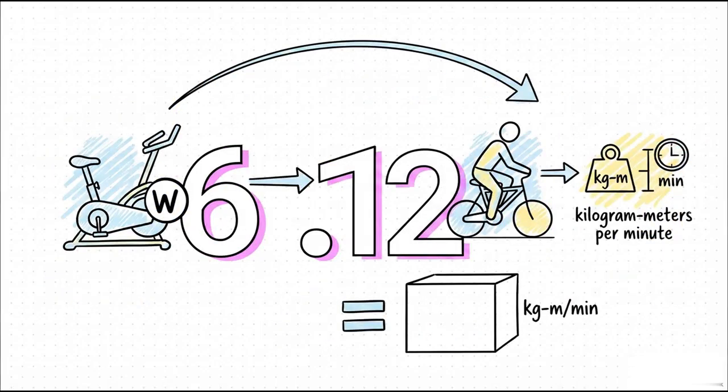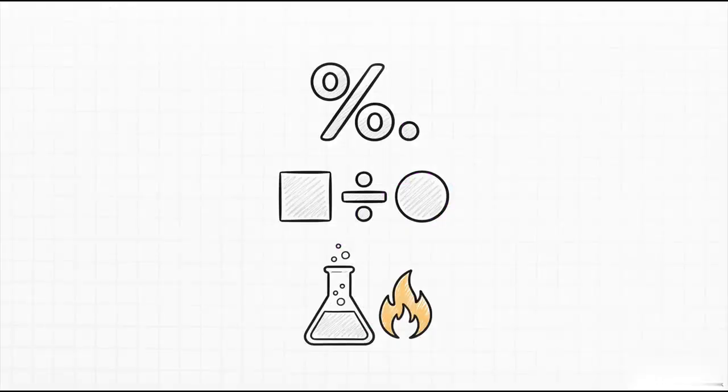Okay, here's your next essential tool, 6.12. When you get a question about a stationary bike, the work rate is usually given in watts. But guess what? The ACSM equations strictly require work rate to be in kilogram meters per minute. To bridge that gap, you always multiply the watts by 6.12. So 150 watts times 6.12 equals 918 kilogram meters per minute. See? Easy. Let's rapidly lock down the rest of these crucial conversions.